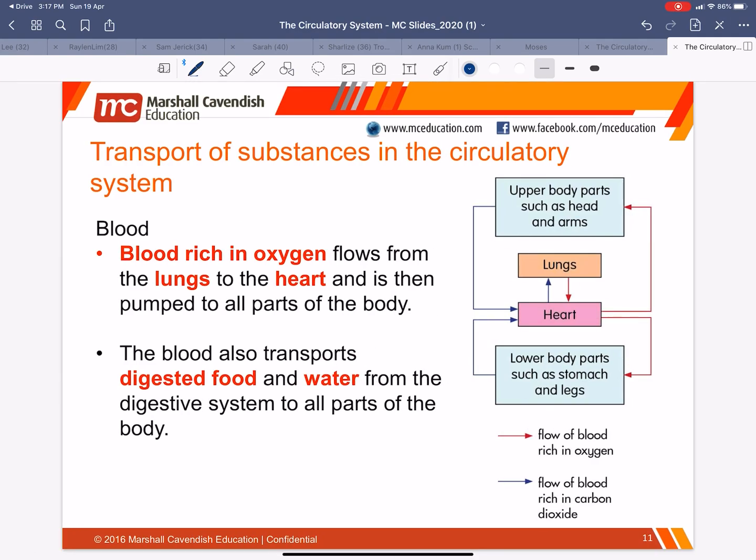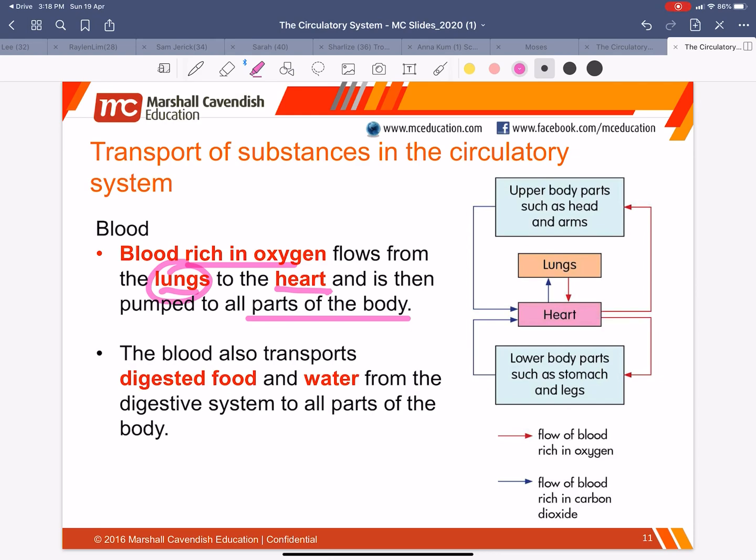Now, let's dissect this whole point. So how is it that it's being transported? So blood rich in oxygen would flow from your lungs to the heart, as I've explained, because gaseous exchange happens in the lungs, and is then pumped to all parts of the body, so that every single part of your body would now receive oxygen and they are able to carry out respiration.